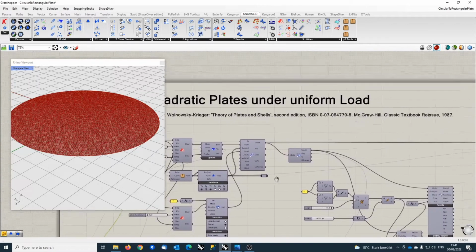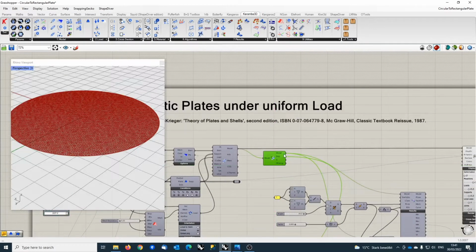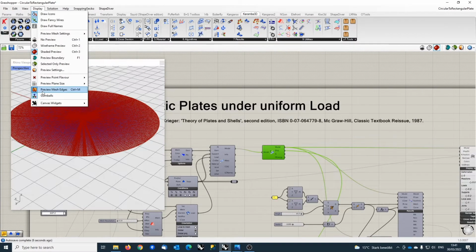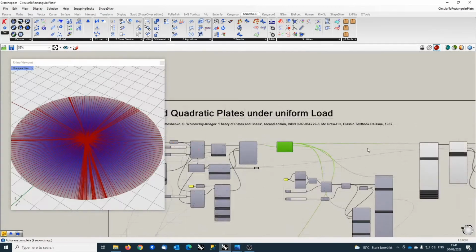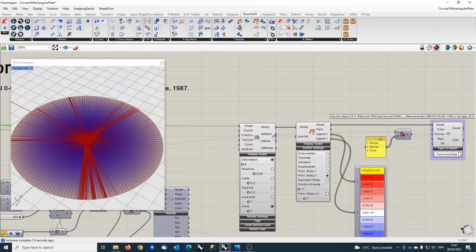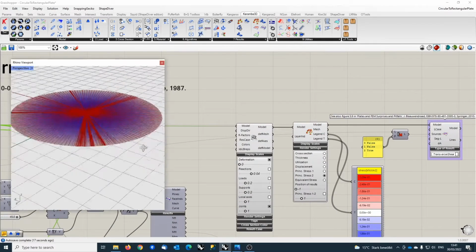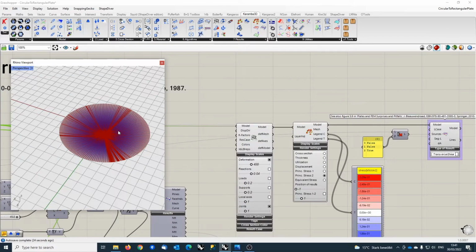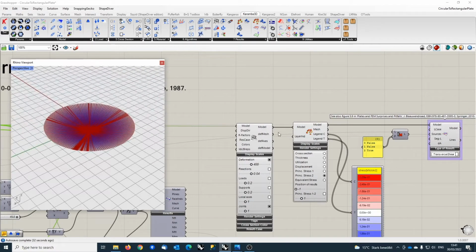So let's take a look at the calculation result. I'll disable now the preview of the mesh edges. And what you can see here are the so-called shear lines. So here's the model view where I can scale the displacements. Since the geometry, the supports and the loads are symmetric with respect to the global Z axis, also the displacements are symmetric as you can see here.